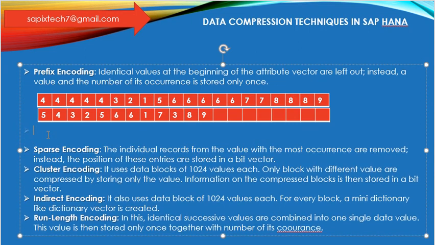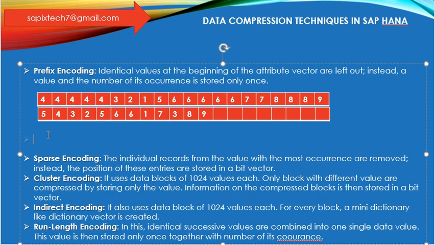So this is, I would say, our occurrence, and this is the value. So this is how prefix encoding works.